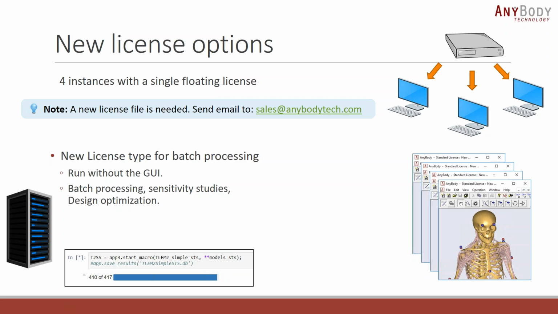We also have started selling a new license type for batch processing. This might be the right license type for you if you are the kind of person who wants to run AnyBody without the graphical user interface to do batch processing on a supercomputer or something like that. Sensitivity studies or design optimization.